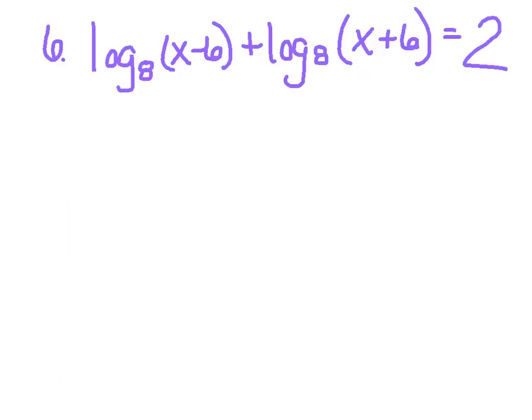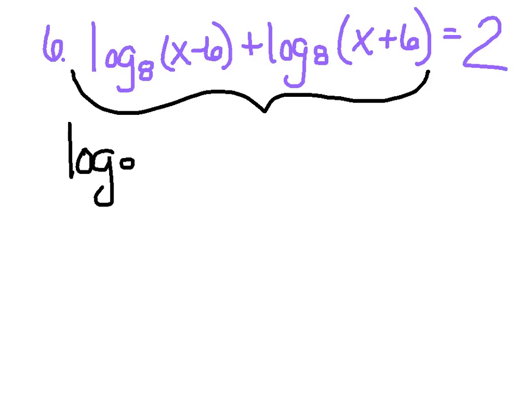All right, well, we've got 2 more to go, and I've saved the best 2 for last here. So number 6, log base 8 of x minus 6 plus log base 8 of x plus 6 equals 2. Same steps. I need to condense this into 1 log. So I'm going to start her off with log base 8.